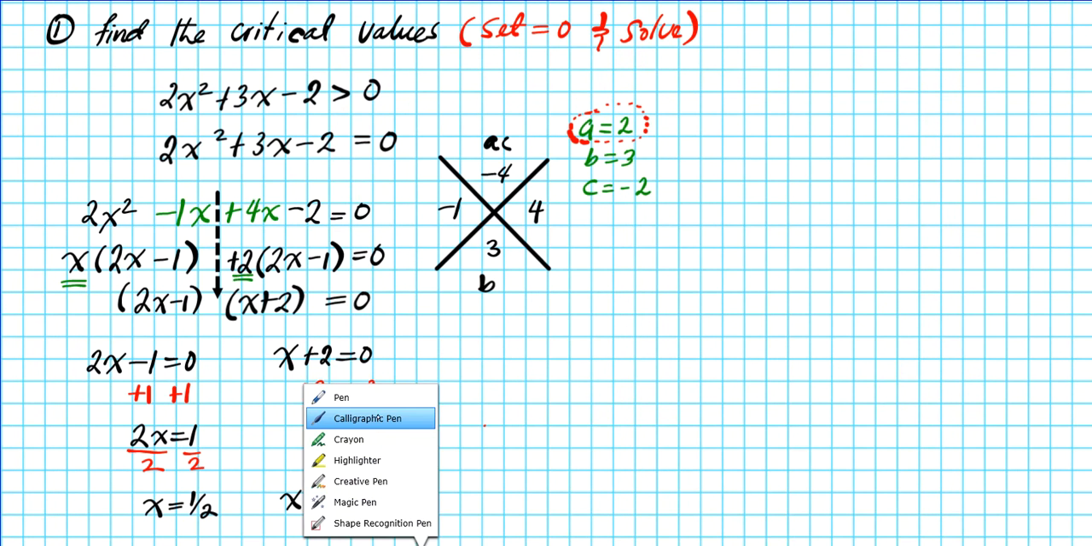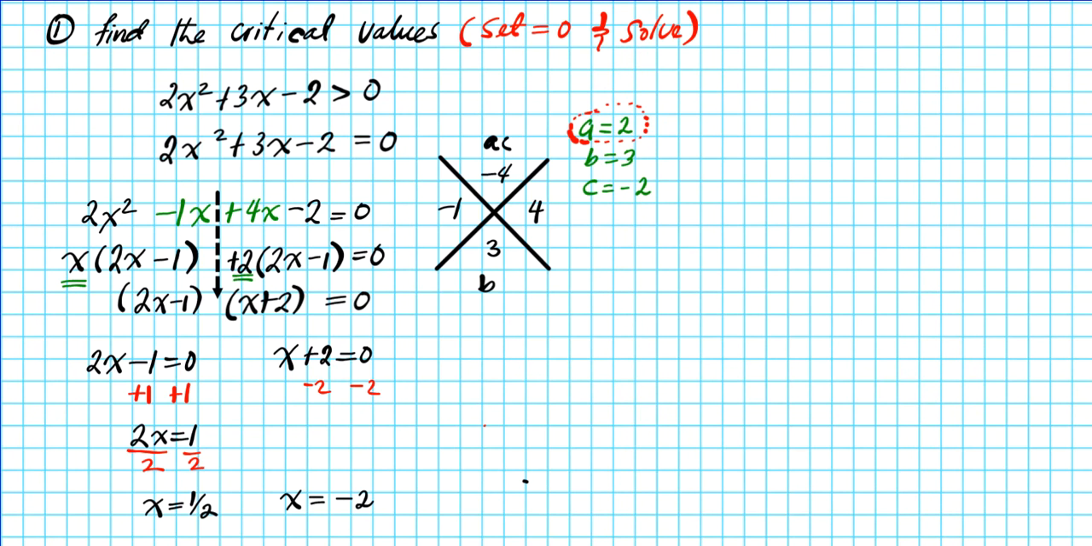Okay, so let's go ahead and do that. I'm going to partition my workspace. Let's create our sign chart. It just involves drawing a number line and graphing your critical values on the number line.